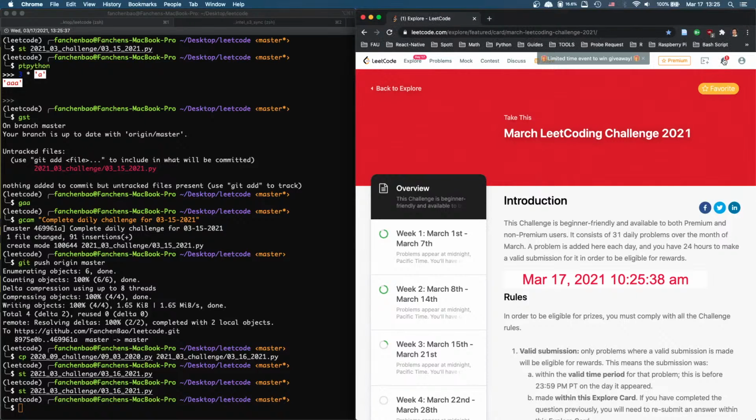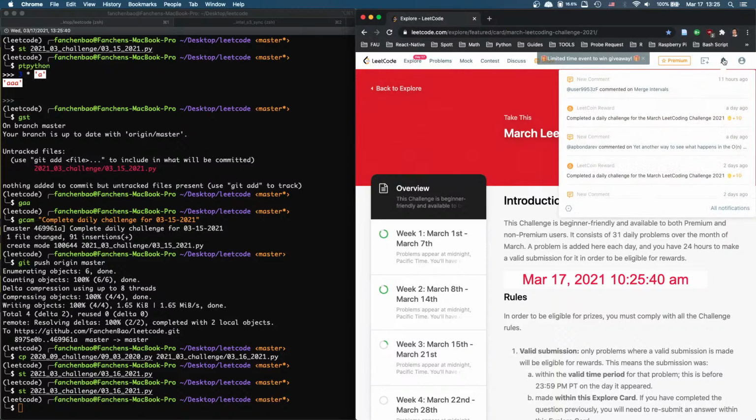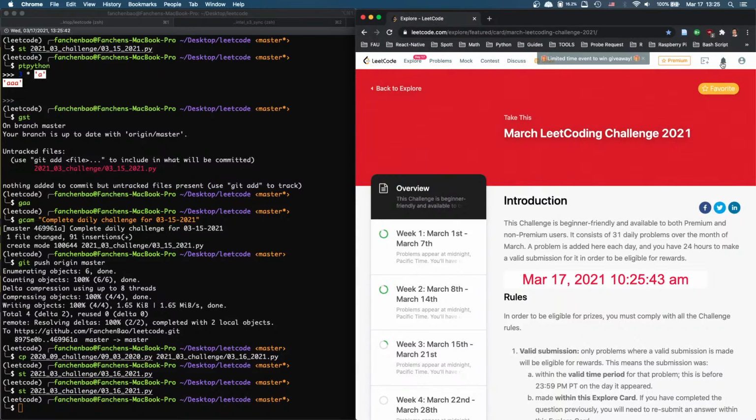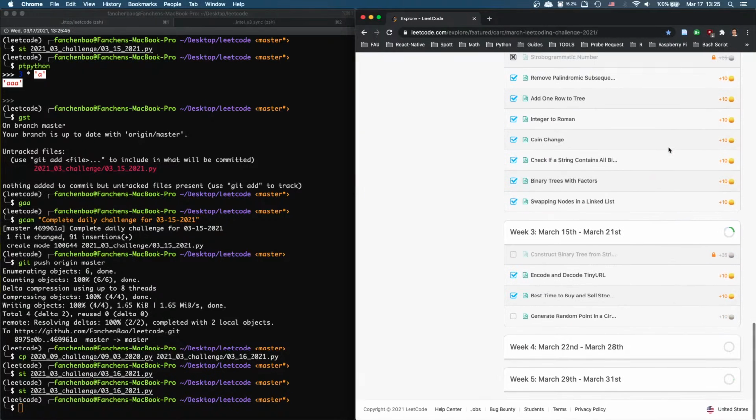Alright, first of all, I want to check merge intervals. I don't remember if I mentioned this from the past. Anyway, alright, let's take a look. What do we have today?